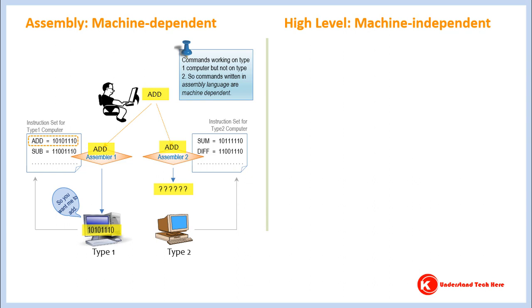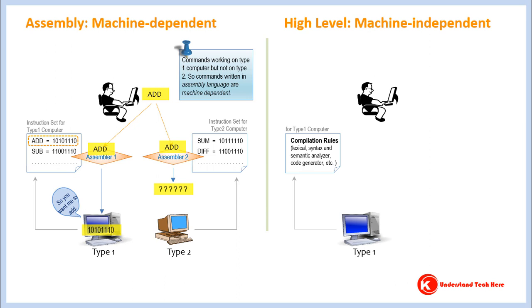Let's say here a person wants to write commands to a computer, but this time in a high-level language. Let's say this is a type 1 computer. This is a set of compilation rules for this computer. Compilation rules specify how commands are to be converted into ones and zeros. Let's say this is a type 2 computer. This is a set of compilation rules for this computer.